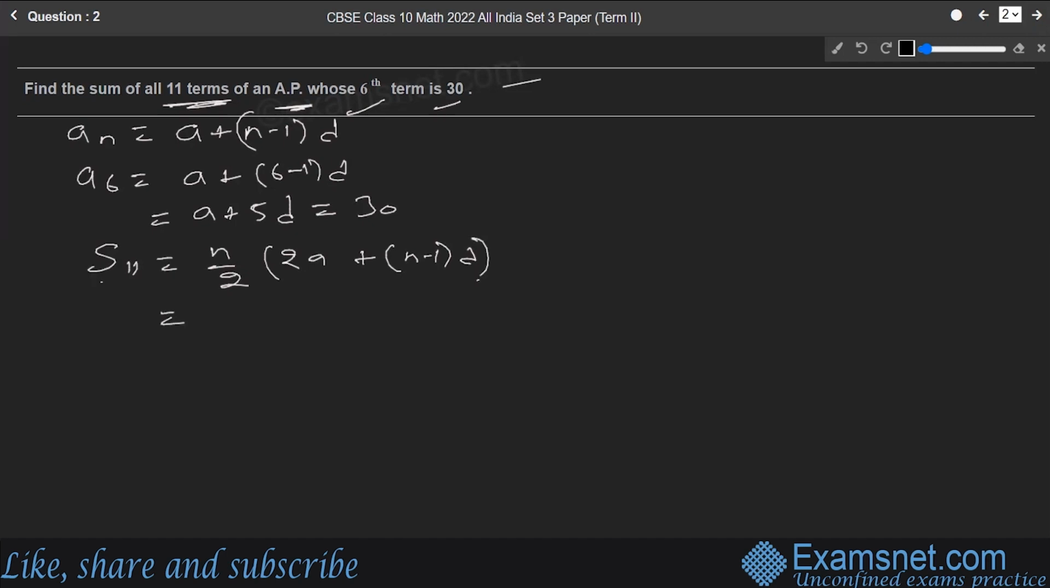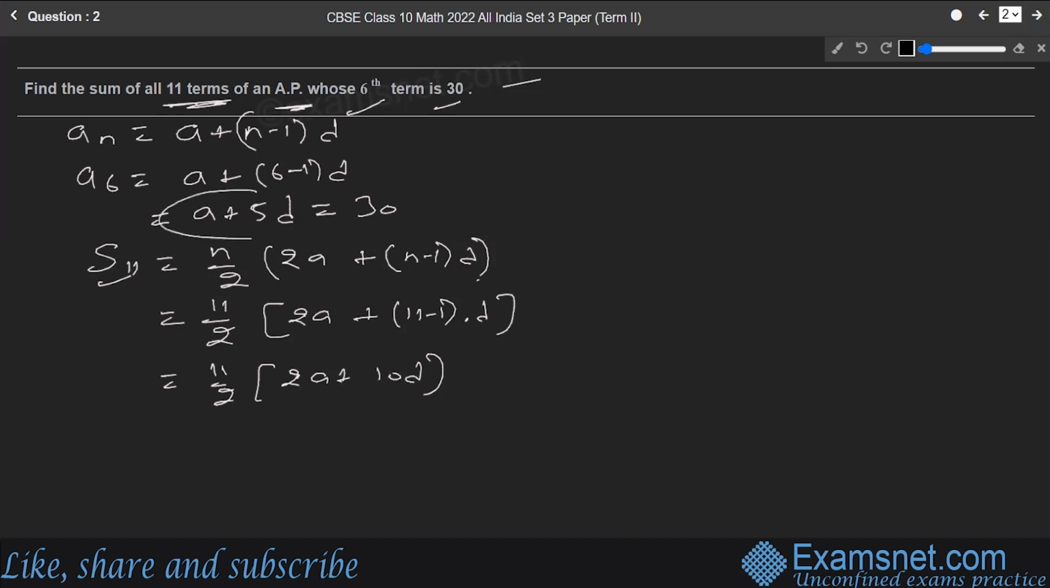If you put the value for sum of 11, it will be 11/2 [2a + (11 − 1)d]. That is nothing but 11/2 (2a + 10d). Now watch out here. S11 is to be found out. a + 5d is 30. Let us say that is equation number 1. a + 5d is 30. So what will be 2a + 10d? It will be just the double of a + 5d, but a + 5d value is 30, so 2a + 10d value will be 60, just the double of it.